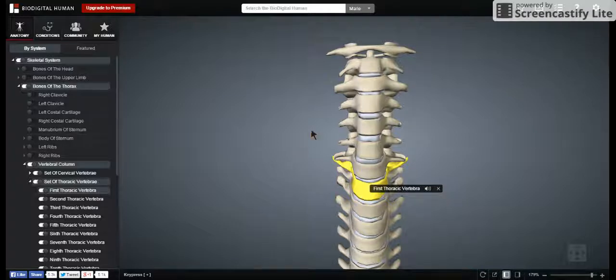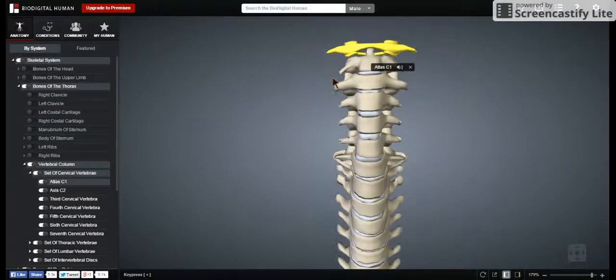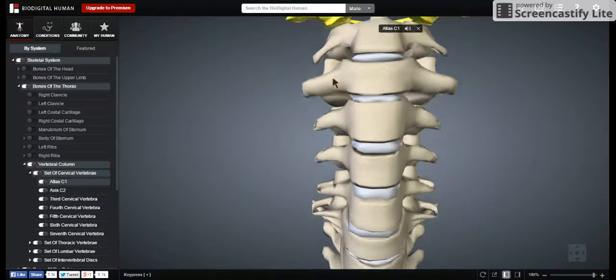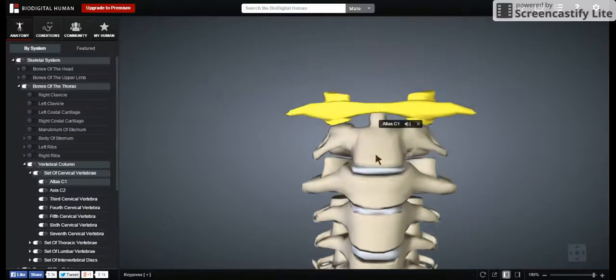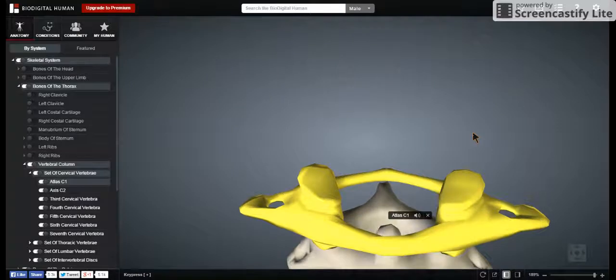Having said that, there are 2 vertebrae that are special, and they have special names. Those are the atlas that I've just marked, and just below it is the axis. The atlas is the vertebra that articulates superiorly with the occipital condyle on the skull. So this surface right here is the superior articular surface that articulates with the skull. That's the occipital condyle. These are paired surfaces.